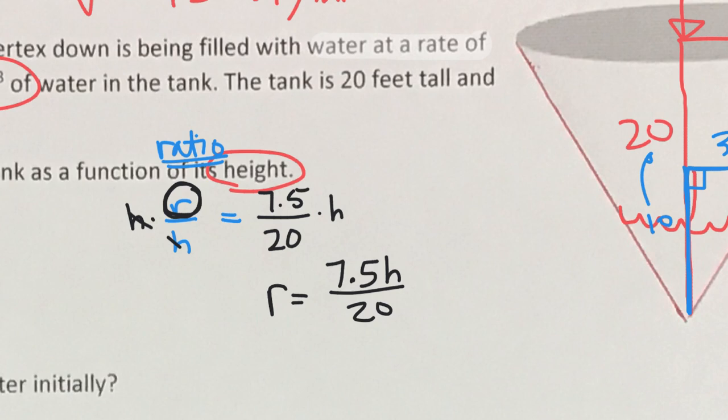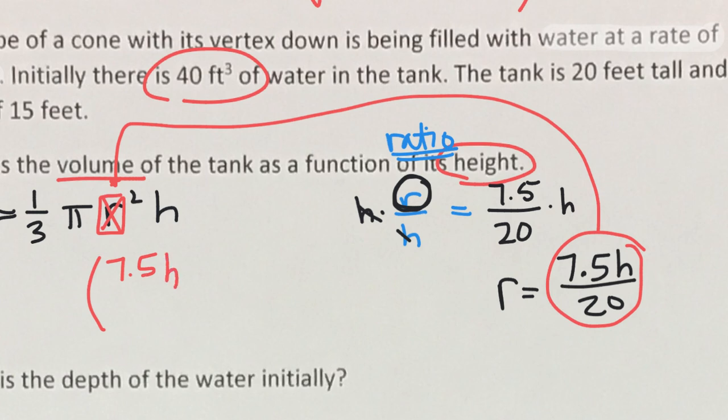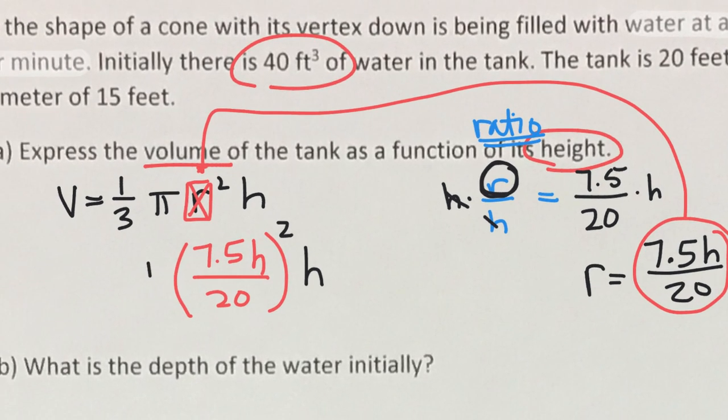Okay, so this is a nice fraction. Now we're going to take this ratio and put it back into here as just the radius. So the radius is 7.5h over 20. Now I'm still needing to square that. It's radius squared, and I'm multiplying that by h, and by pi, and by 1/3. Okay, so here's where the tricky part comes in, having to simplify this equation.